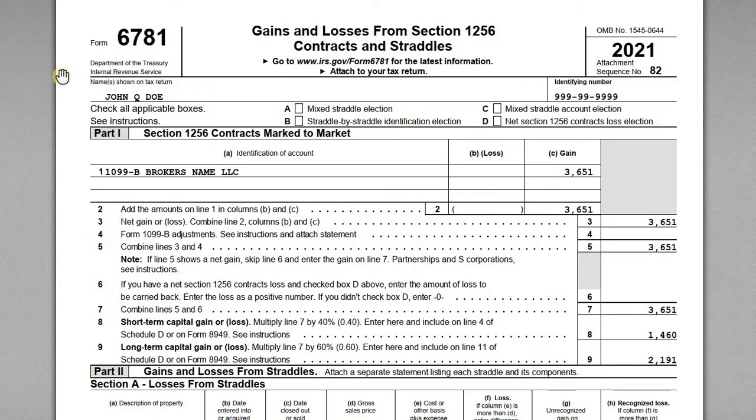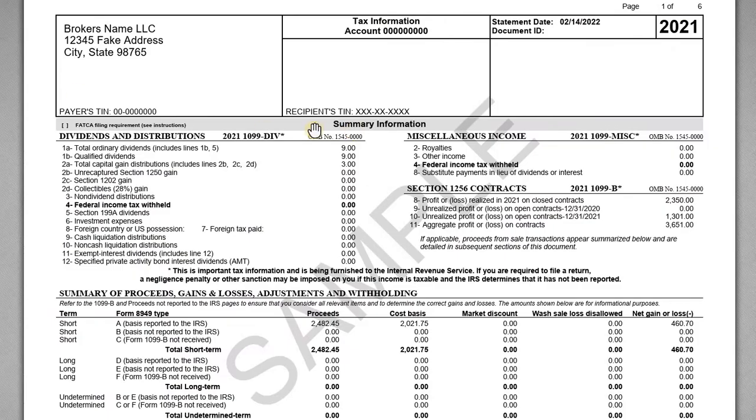I've got the 6781 that's going to be going along with the Form 1040 for John. And then we also have a sample consolidated 1099-B that was prepared by the broker, sent to John, and the IRS gets a copy as well. So on the consolidated 1099-B, we have a lot of information, right?